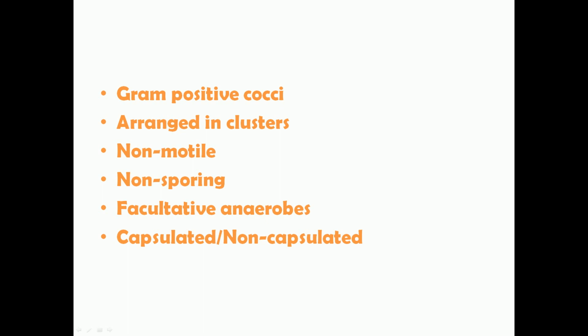Simple, right? They are non-motile, which means they don't move around so easily. And they are non-sporing, which means they don't produce any spores. They are facultative anaerobes. Now, what are facultative anaerobes? Facultative anaerobes means Staphylococcus are basically aerobes. They grow very well in the presence of air. But even in the absence of air, they can grow by altering their metabolic pathways. So that's what this term basically means. Facultative anaerobes means the bacteria are good aerobes, but they can also grow in the absence of air. Now, most Staphylococcus are non-capsulated, which means they are not surrounded by a capsule, but a few are surrounded by a capsule. Okay.